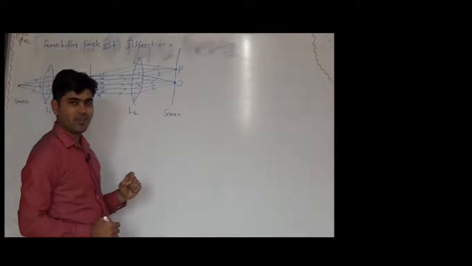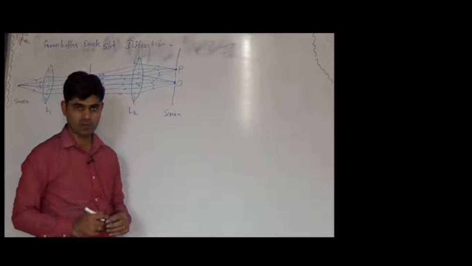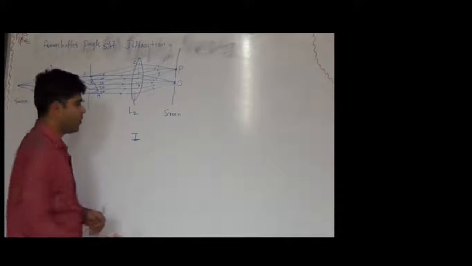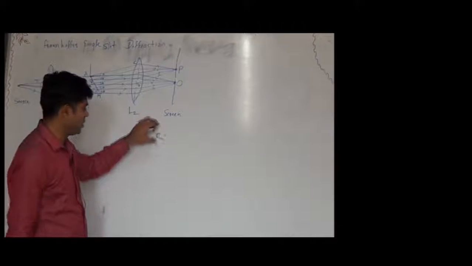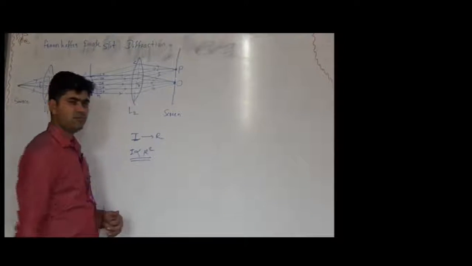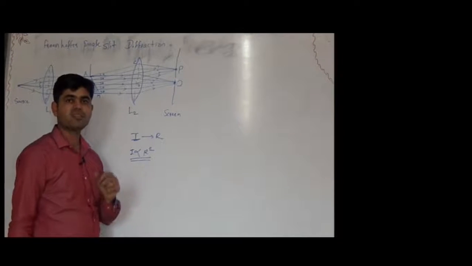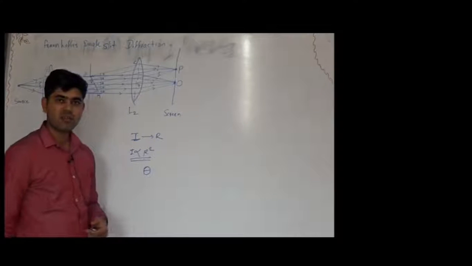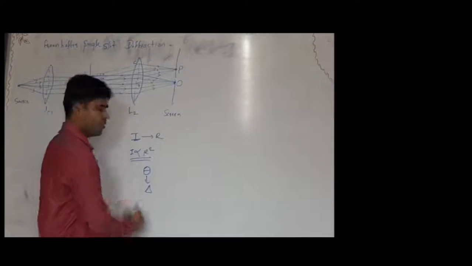So, the intensity decreases, and that depends upon the value of phase difference and the value of path difference. Means the value of intensity I depends on the value of R, because intensity and R are related: I is directly proportional to the amplitude square. The resultant amplitude depends upon the value of theta, the phase between the rays, and the value of theta depends upon the path difference.